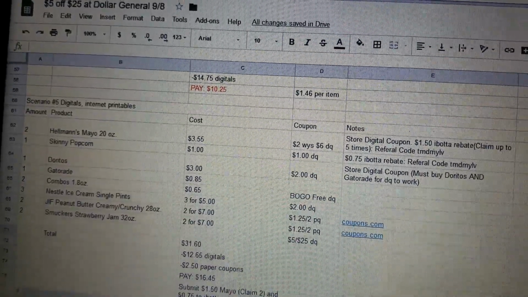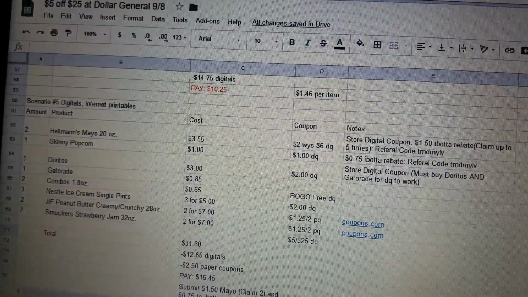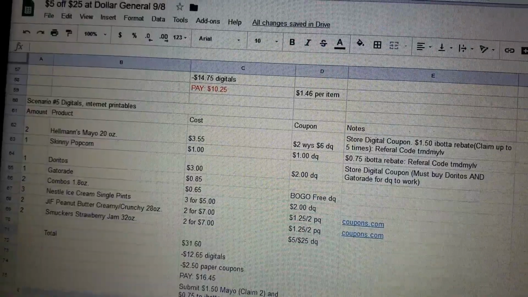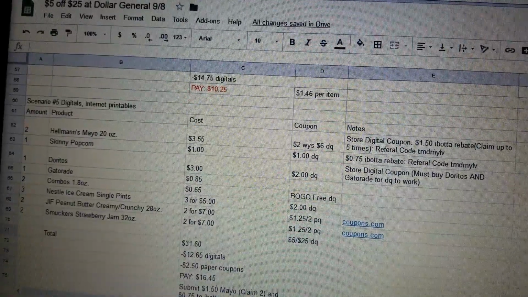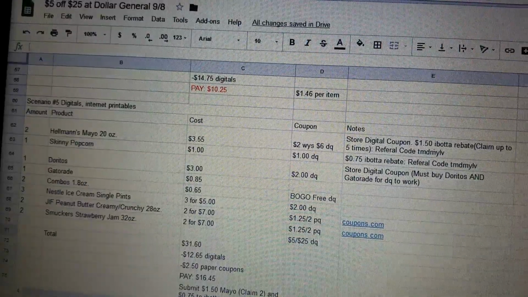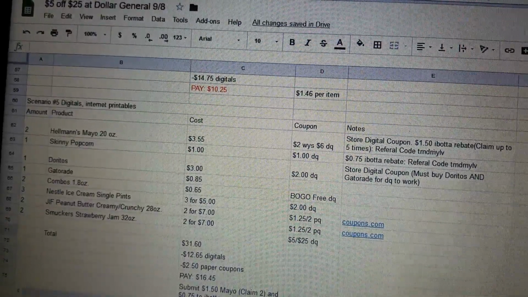So for this one, it's an all food scenario. We're picking up two of the Hellmann's mayonnaise. It's 20 ounce. They're $3.55. We have a $2 when you spend $6 digital coupon. It's a store digital coupon, and we also have a $1.50 Ibotta rebate. For this one, you can claim it up to five times.